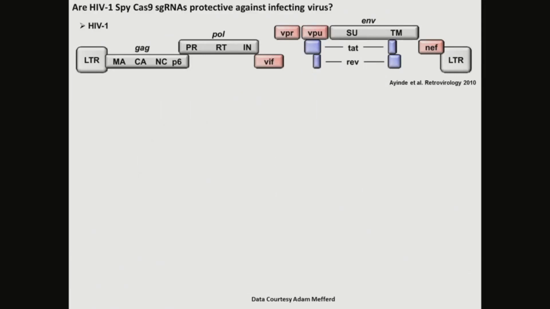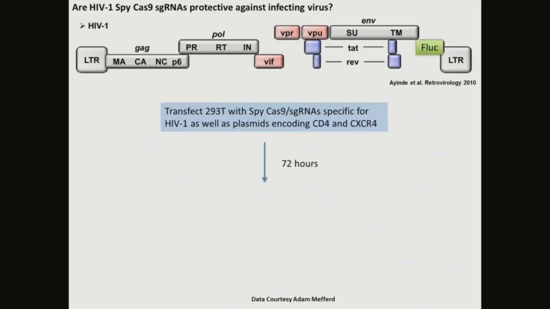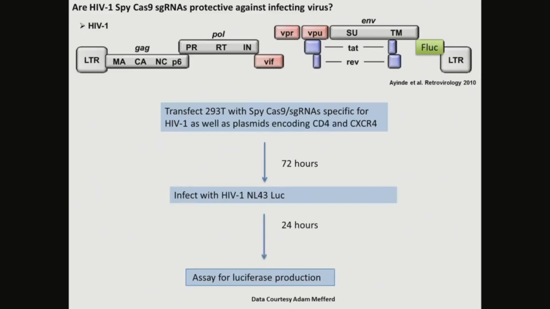And next, we wanted to ask the simple question, are these nucleases, when loaded with cognate HIV guides, protective against HIV infection if they're delivered beforehand? So we can make some target cells by putting in receptors with 293T, so CD4 and CXCR4. And then we can put in our cognate SPY Cas9 guide RNAs, wait a while for all these vectors to be expressed as well as receptors, and then infect with the NL4 loop virus that has luciferase in the place of NEF, and then assay for luciferase.